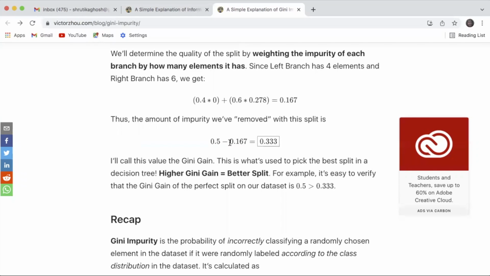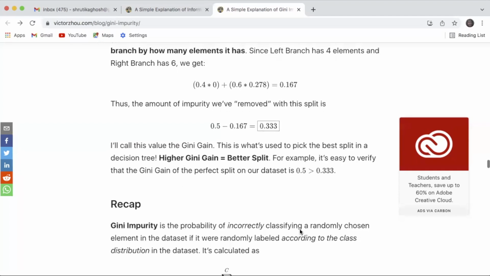Don't get confused. One is the Gini index or the Gini impurity, which measures the entropy, and the other is the Gini gain, which we use to decide which split is the better split. And we get the Gini gain by subtracting the Gini index of the summation of the children from the Gini index of the parent. So that is what we have seen in this blog.